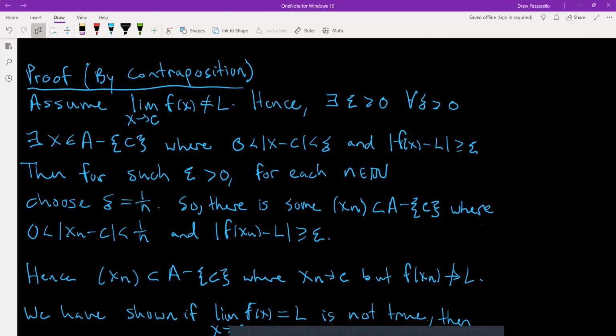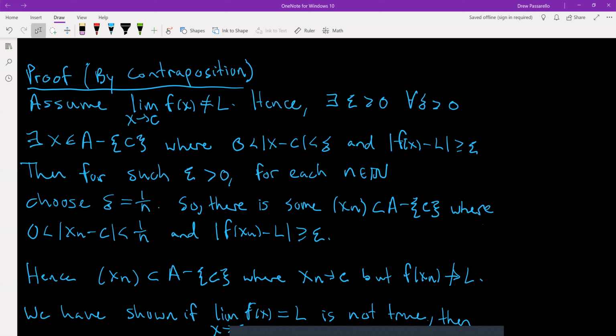Hence, we have that there exists an epsilon such that for all delta, there exists a number x in A minus {c}, where 0 is less than the absolute value of x minus c, which is less than delta, and the absolute value of f(x) minus L is greater than or equal to epsilon. All right, that's what it means for the limit of f(x) to not equal L.